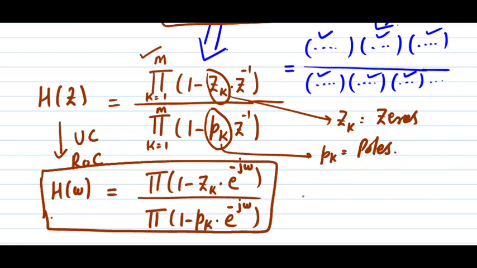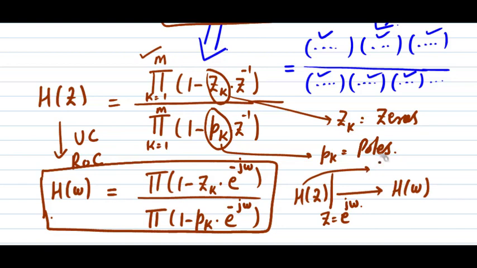So we can directly get H(omega) from H(z) by simply replacing z with e raised to the power j omega. But the condition is that this H(z) should have the unit circle within its region of convergence, ROC. If it doesn't have the unit circle within its ROC, then we can't get H(omega) directly from H(z).